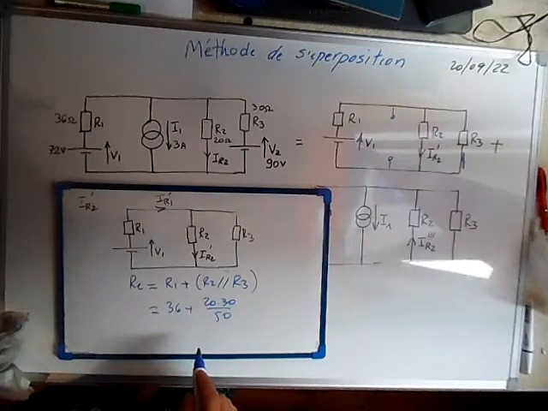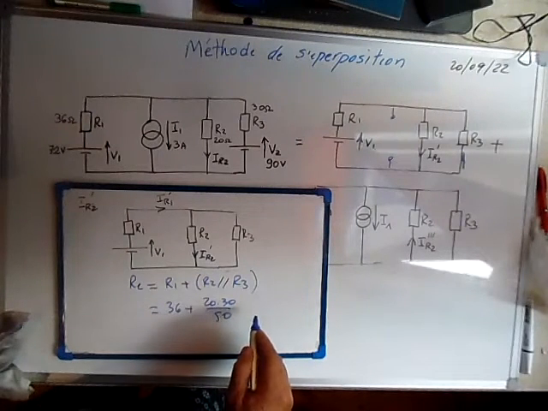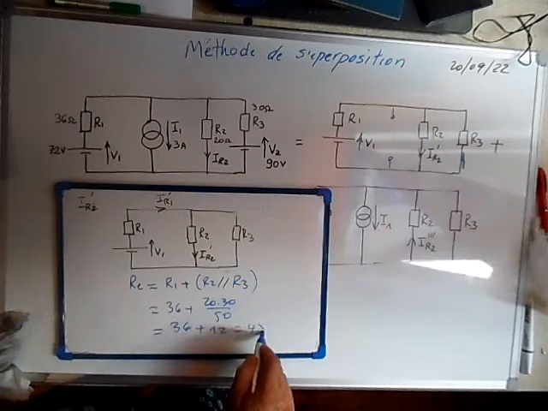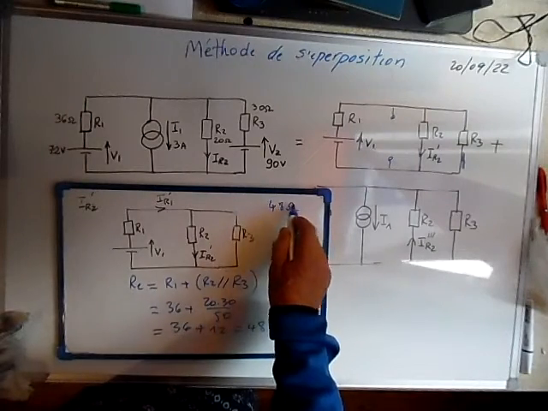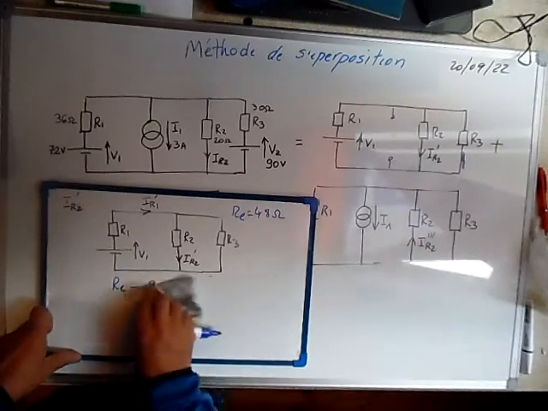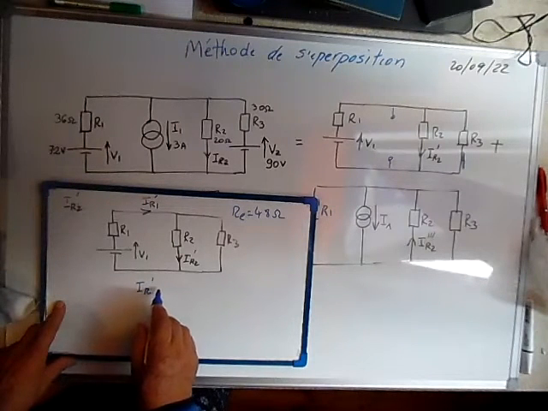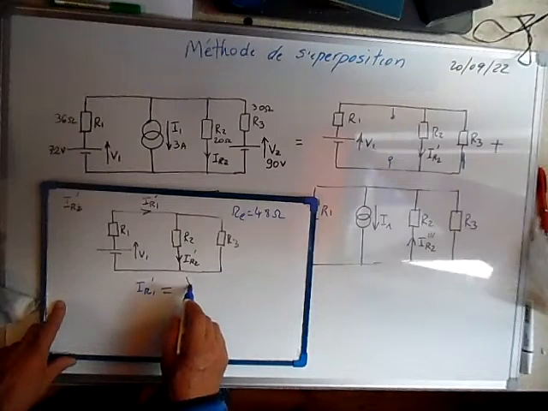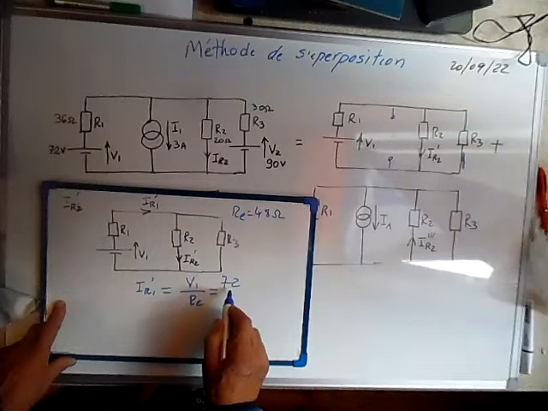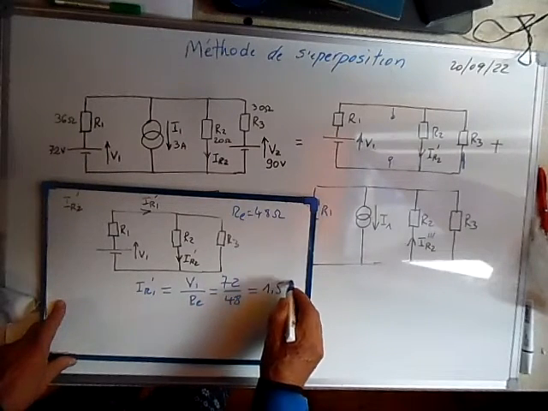Do I have the calculator? Well, I think it's here, it's 12. It means that it's 36 plus 12, it's 48 ohms. This is 48 ohms, the equivalent resistance. Now we can calculate the current that is flowing here, IR1 prime, which is equal to V1 over the equivalent resistance. V1 is 72 volts, so it means that the current I1 is 1.5 amps.